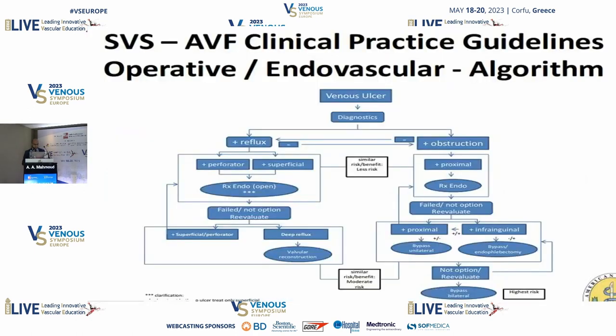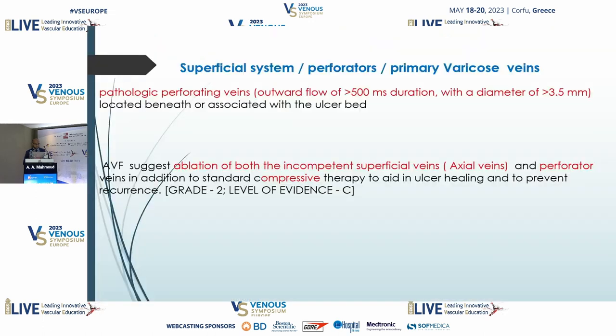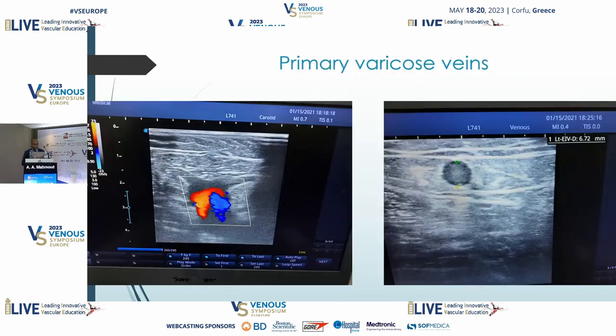And this is the diagram on how to manage venous ulcer, either as reflux or obstruction. We have to deal with the obstruction first before reflux. If we have a problem in the superficial venous system and perforator, the definition of a pathological perforator means outflow more than 500 millisecond duration or diameter more than 3.5 millimeter. So the American Venous Forum suggests ablation of both incompetent superficial axial vein and perforator followed by compression therapy.